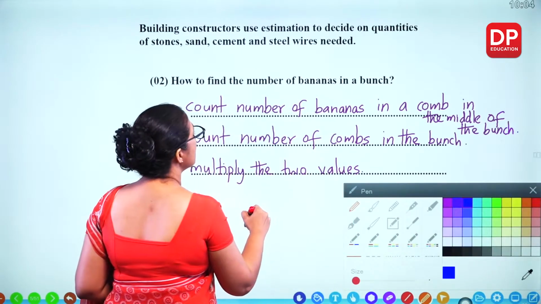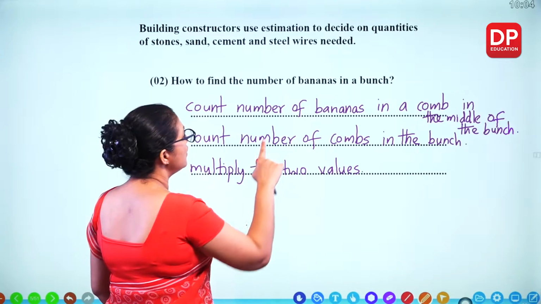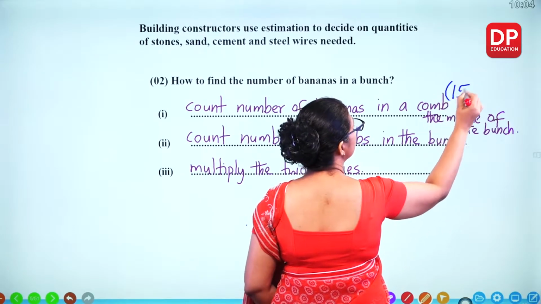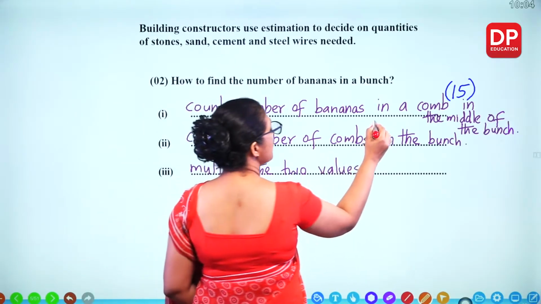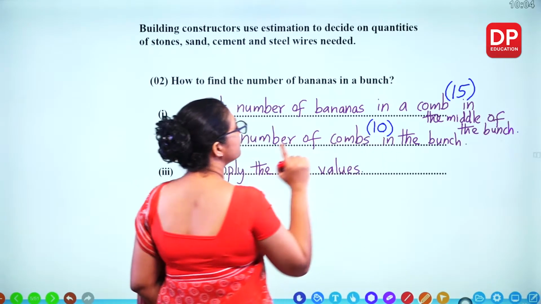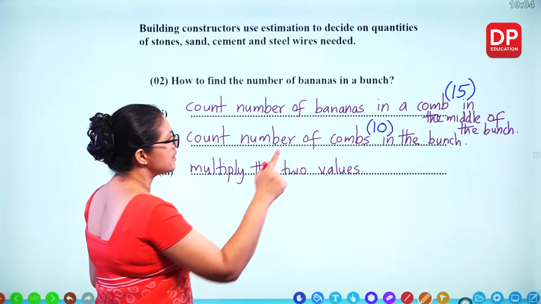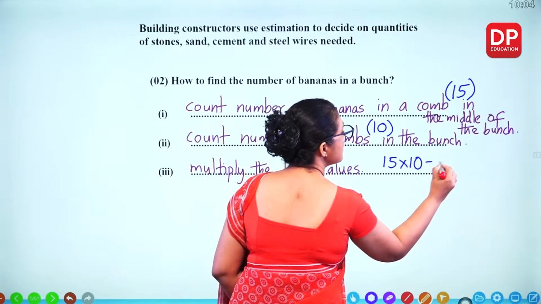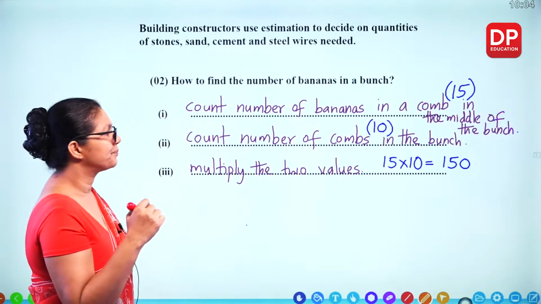think about in one comb, you got 15 bananas, and there are 10 combs. So what's the total number of bananas? You multiply 15 times 10. That's 150 bananas.